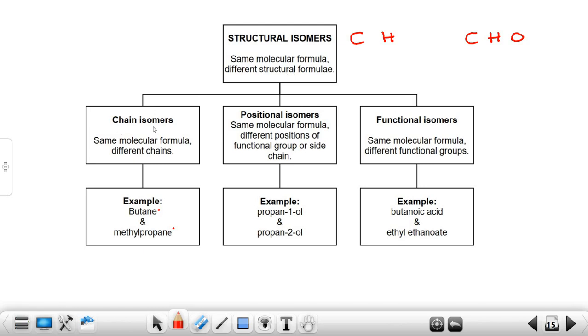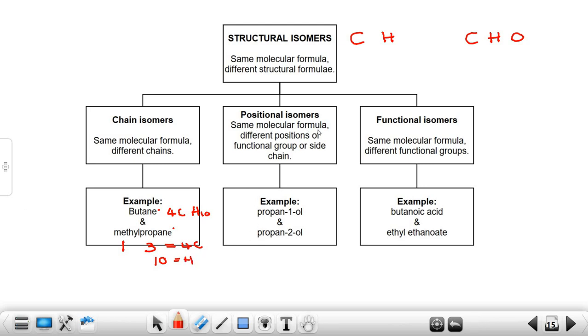So the first one is a chain isomer. A chain isomer also has the same molecular formula, the same number of hydrogens and carbons, but the chains are different. For example, butane and methylpropane. Butane has four carbons, and methylpropane also has four carbons, because in methyl there's one carbon, and in propane there are three carbons, making that also four carbons. Same with the hydrogen, there are 10 hydrogens here and 10 hydrogens there as well. Right. So now we move on to positional isomers.